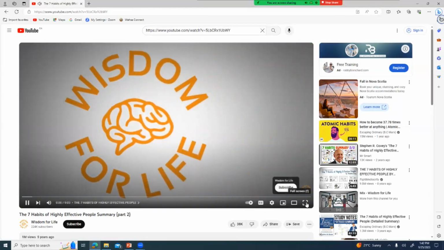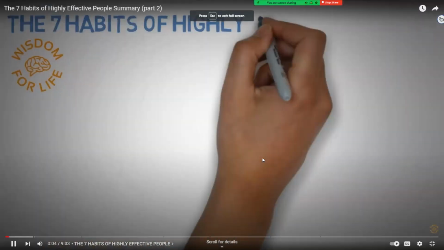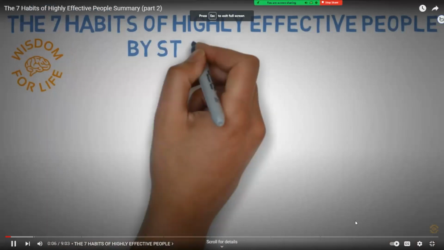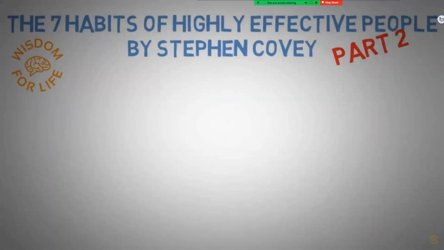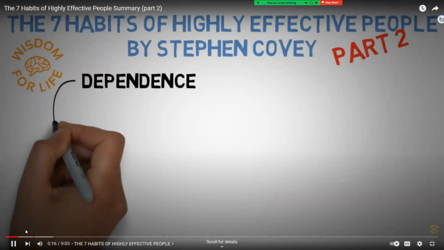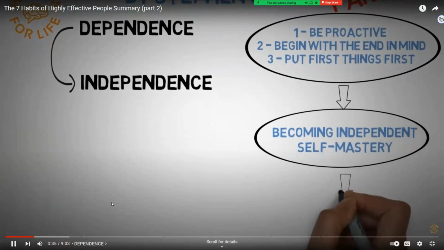Well, there we go. All right, guys, welcome to part 2 of the 7 Habits of Highly Effective People by Stephen Covey. If you haven't watched the first video, go ahead and click on the link in the description so you can see the first 3 habits. In the first 3 habits, you move from being a dependent to an independent person. I'm gonna kind of jump ahead here. From being independent to being interdependent.